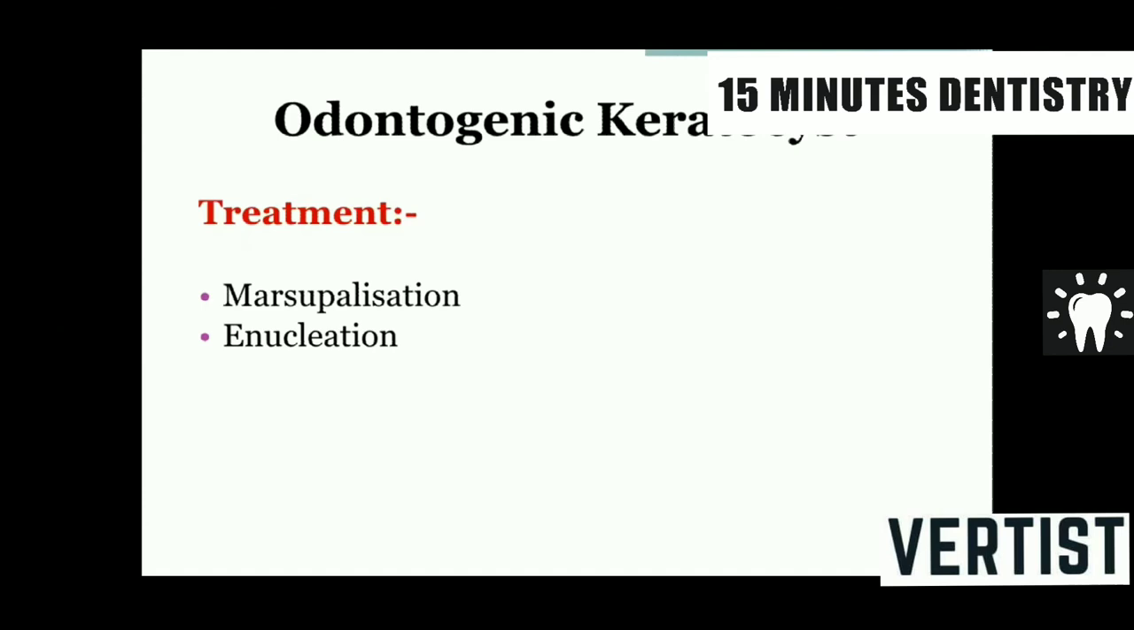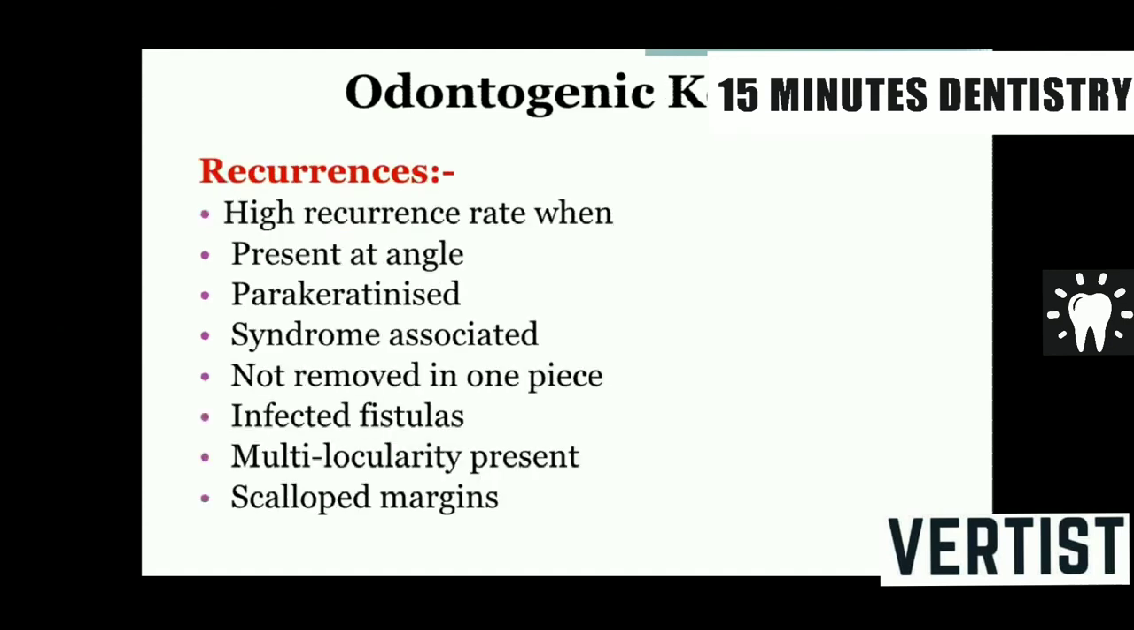Treatment is marsupialization or enucleation. The recurrence of this cyst is high when it is present at the angle because of the pattern of bone there. If the cyst is parakeratinized, it is more recurrent in nature. If it is associated with the Gorlin-Goltz syndrome, then it is again recurrent in nature.